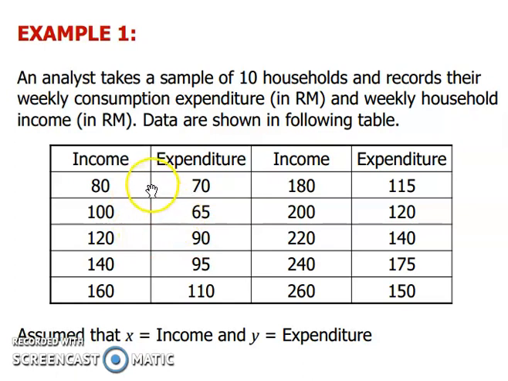Example, we have a sample of 10 households with their weekly consumption expenditure and also the income. So here assume that our X is income and our Y is expenditure. When we want to see the correlation between income and expenditure, we want to see the relationship between these two, the direction of it and also the strength of it. So we are not saying that X causes Y or Y causes X, because correlation does not imply causality.